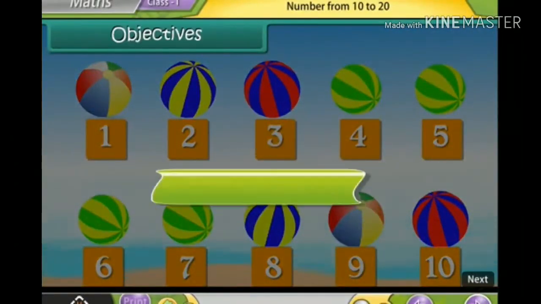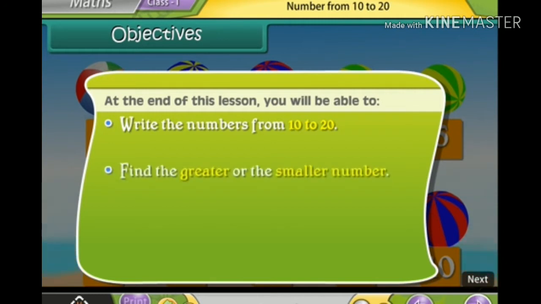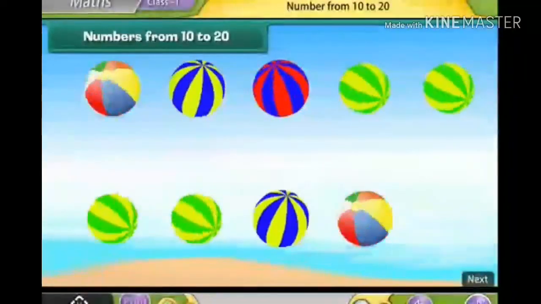Objectives. At the end of this lesson, you will be able to write the numbers from 10 to 20, find the greater or the smaller number, identify ordinal numbers. Numbers from 10 to 20.